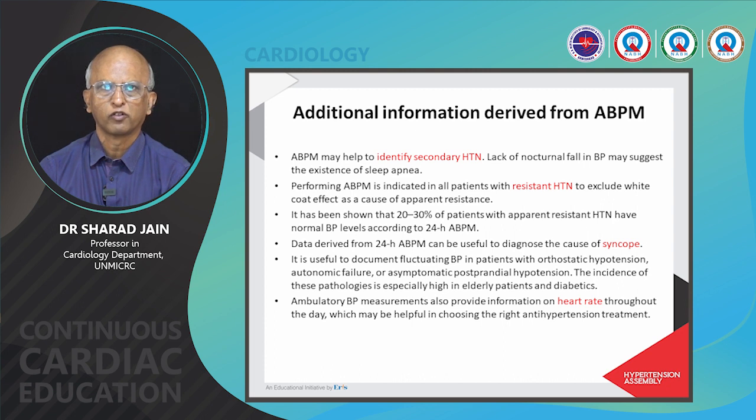Data derived from 24-hour ABPM can be useful to diagnose the cause of syncope. We can find whether this syncope is occurring because of hypotension. It is useful to document fluctuating BP in patients with orthostatic hypertension, autonomic failure, or asymptomatic postprandial hypertension. The incidence of these pathologies is especially high in elderly patients, especially with diabetes. Ambulatory blood pressure in addition gives information regarding the heart rate. So, you can see the heart rate variability along with the blood pressure also.